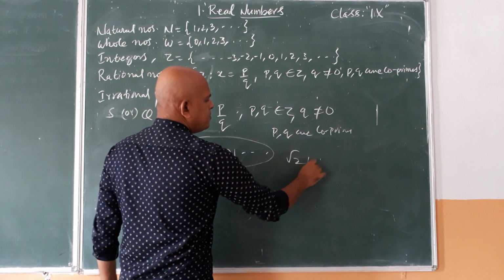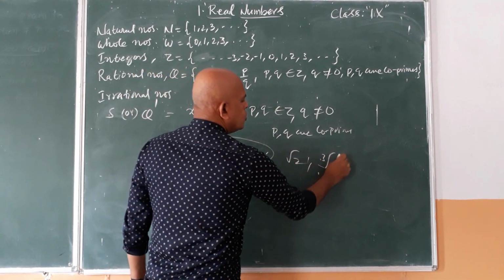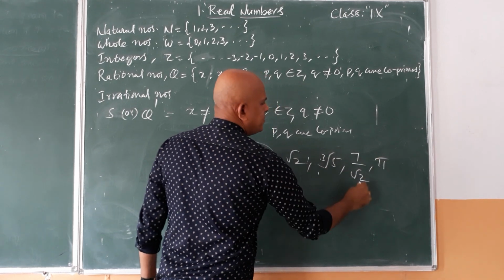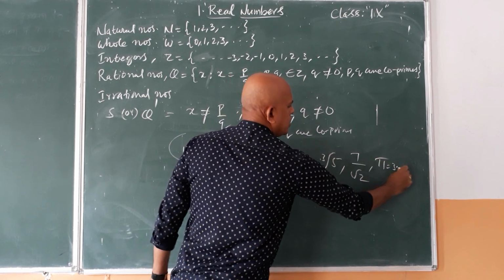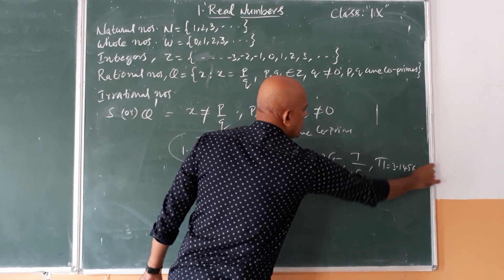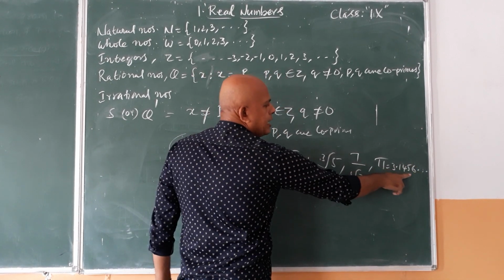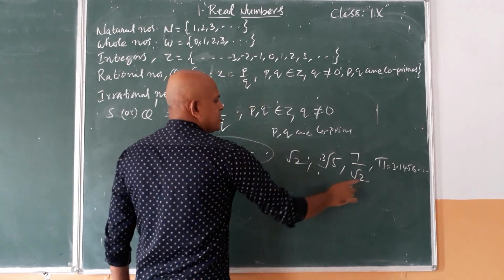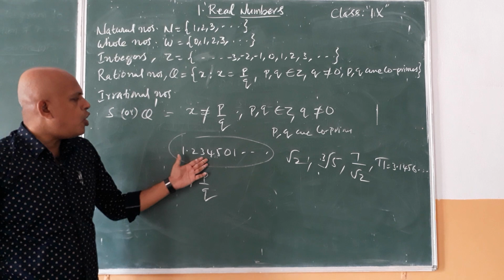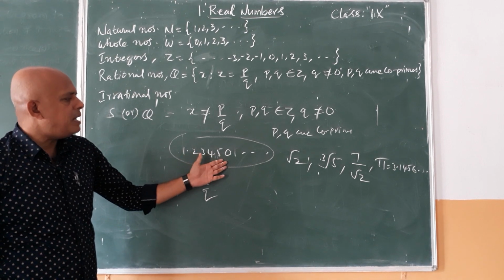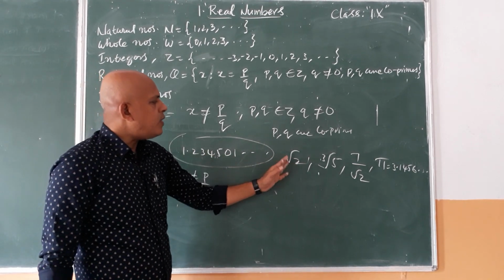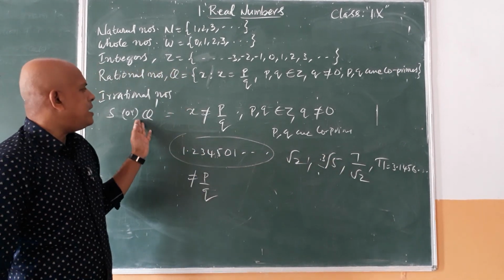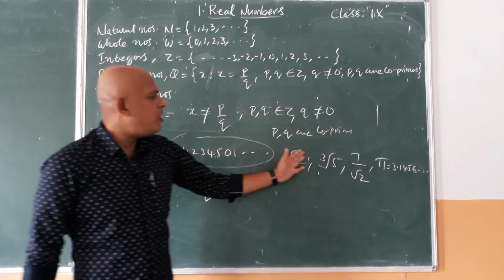And again, other examples: root 2, cube root 5, 7 by root 2, and pi is an irrational number, which is equal to 3.1456 and so on. It is a non-terminating, non-repeating decimal. That's why pi is also an irrational number. These are all examples of irrational numbers. Square root 2, cube root 5, 7 by root 2 are all examples of irrational numbers, because these cannot be written in the form of p by q.